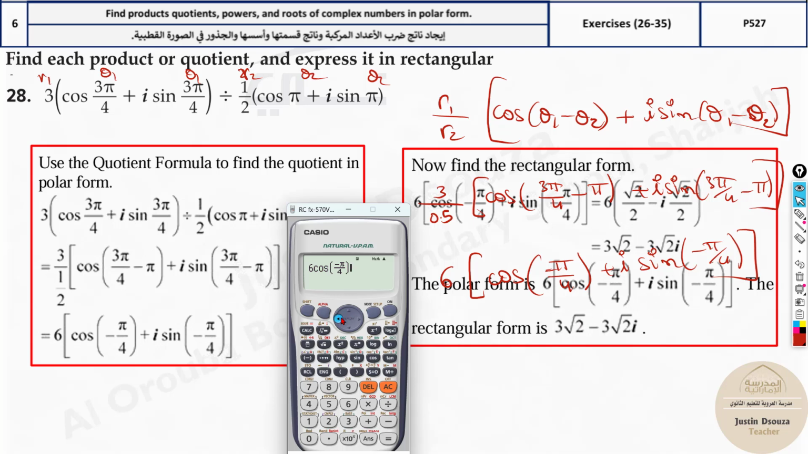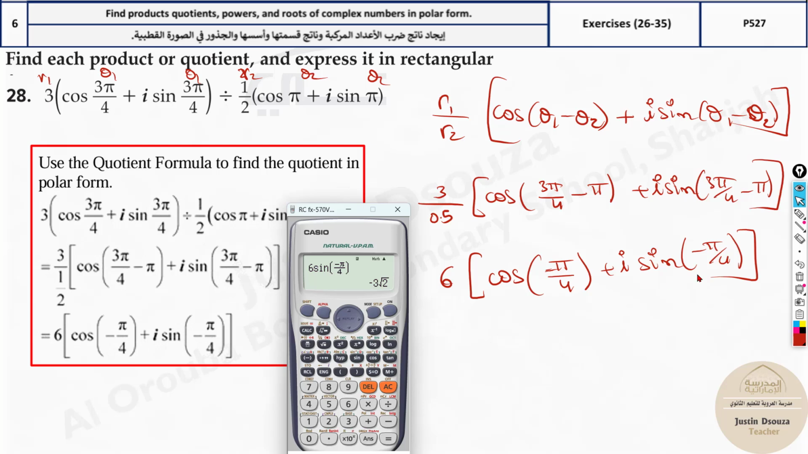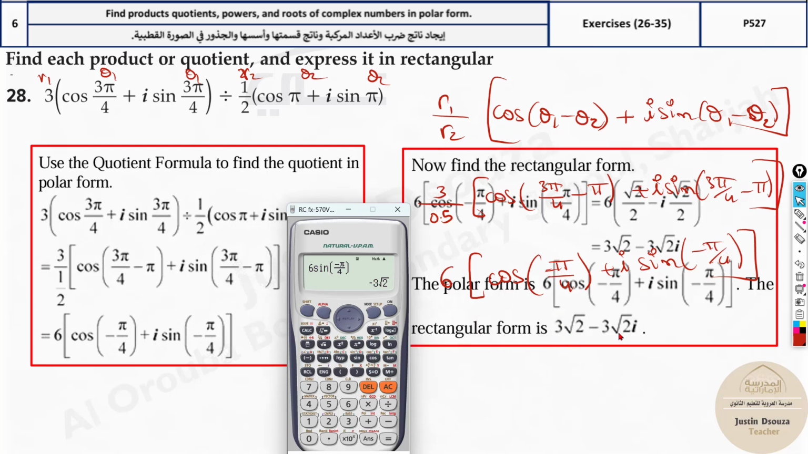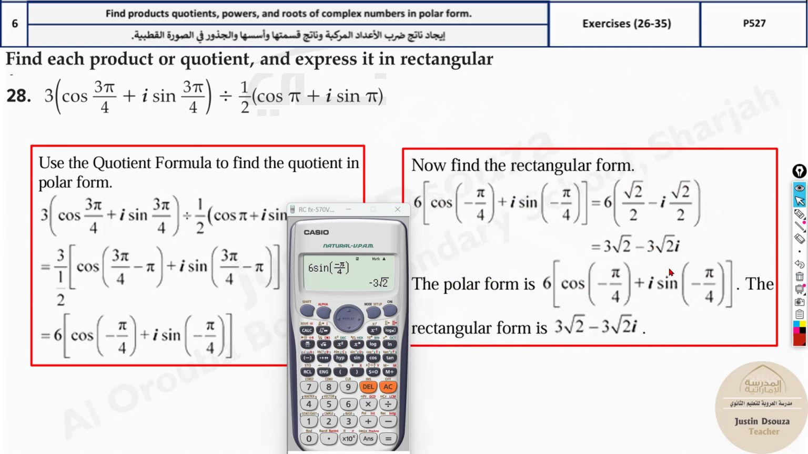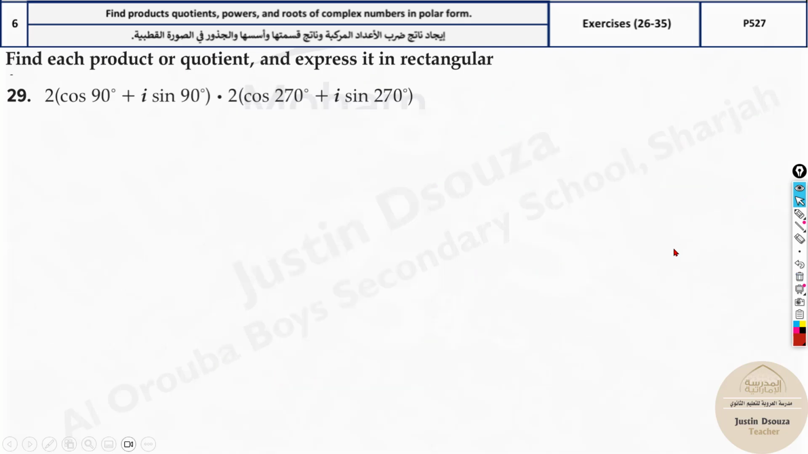Now what about the other one? Just change this to sine. From cosine, it becomes sine. And the answer is negative 3 root 2. That will have I imaginary part. So you can see this is the polar form, and the rectangular form is over here. So this is how easily you can solve all the problems over here.